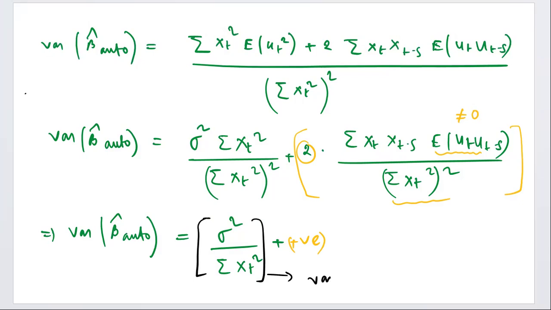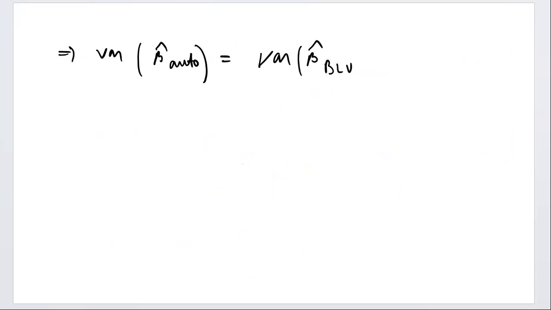If you remember, this is simply the variance of beta cap that we got under BLUE. This is sigma square upon sum of xt square, which we derived in the usual CLRM case, not under any sort of violations. So what we see here is that the variance of beta cap under autocorrelation is simply the variance of beta cap under the BLUE property, what we got under CLRM, plus some positive term.